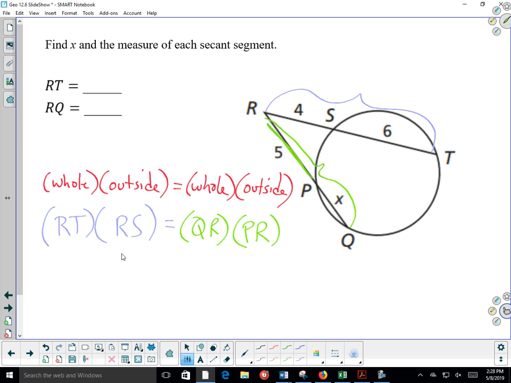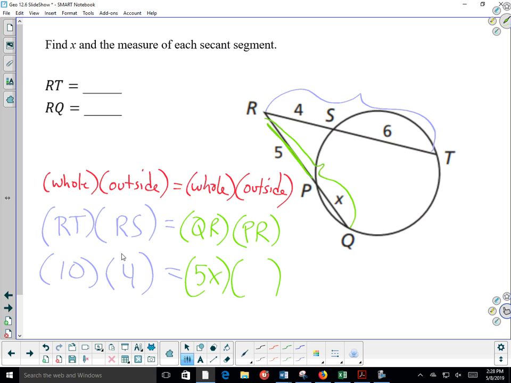And you're going to fill in some numbers for me here. What do you think, Ella? 5x times 5 equals 10 times 4. Wait, so what's RT? What am I filling in for RT? Oh, so 10. RT is that whole length, so 4 plus 6. And how about RS? 4. 4 equals, what's QR? 5x.